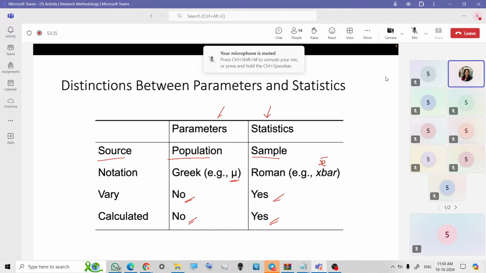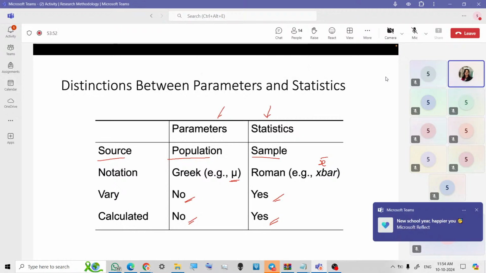The parameter is used as a population mean. The statistics is used as a sample mean. The notations are mu and x bar. The parameters will not vary. Mu will not vary. The parameter's calculation will not change. While in case of statistics, it may vary or may be calculated because it depends on the sample which you are extracting, which you are taking from the population.